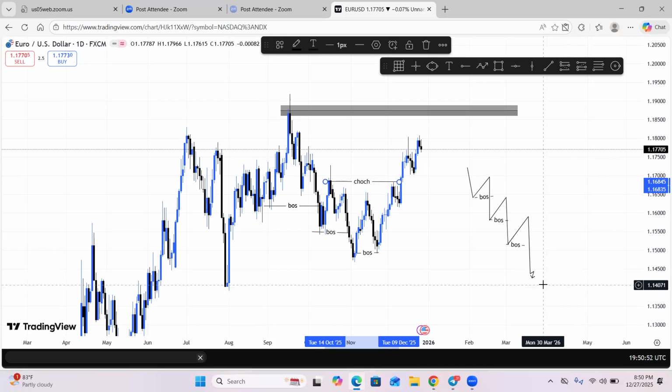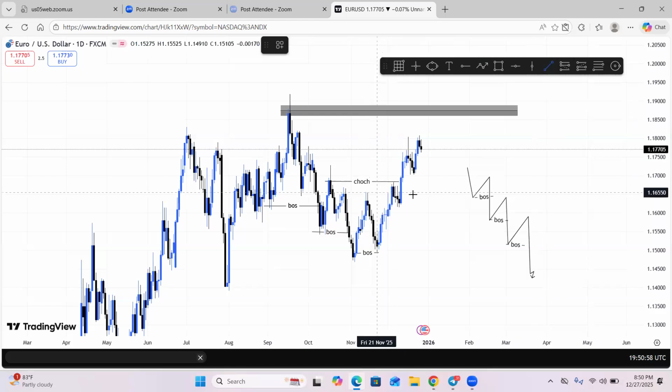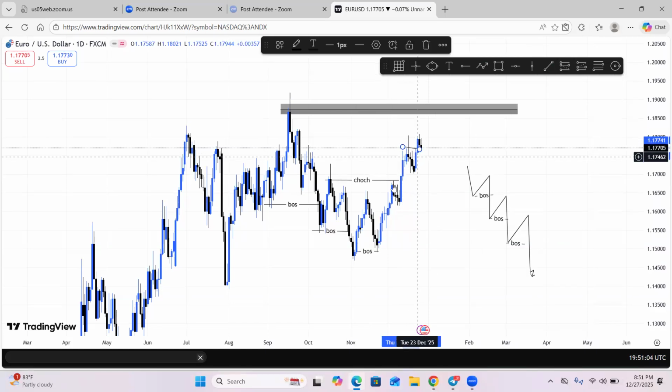More. Well, I don't know if you guys understand me, but it's going to take a while before you can get this. After creating a change of character, what happened here? The market moved to the upside, retraced a bit, did not come back to this level, it just retraced a bit and kept going up, and that means it started breaking structures to the upside.